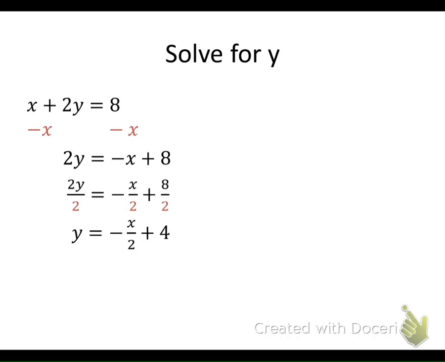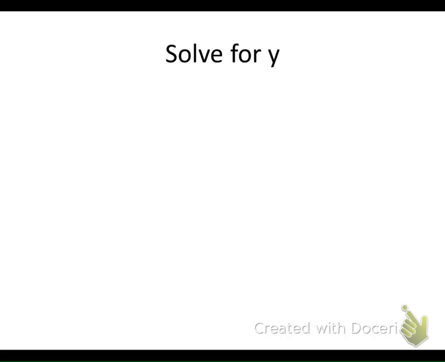Now if I wanted to change that equation around just the tiniest bit, I could change that to negative 1/2 x plus a 4. And the only reason I do that is so that we can clearly see that the slope is negative 1/2. Alright, that's really my only purpose in doing that. Okay, so here's our next one. Pause it, try it yourself.